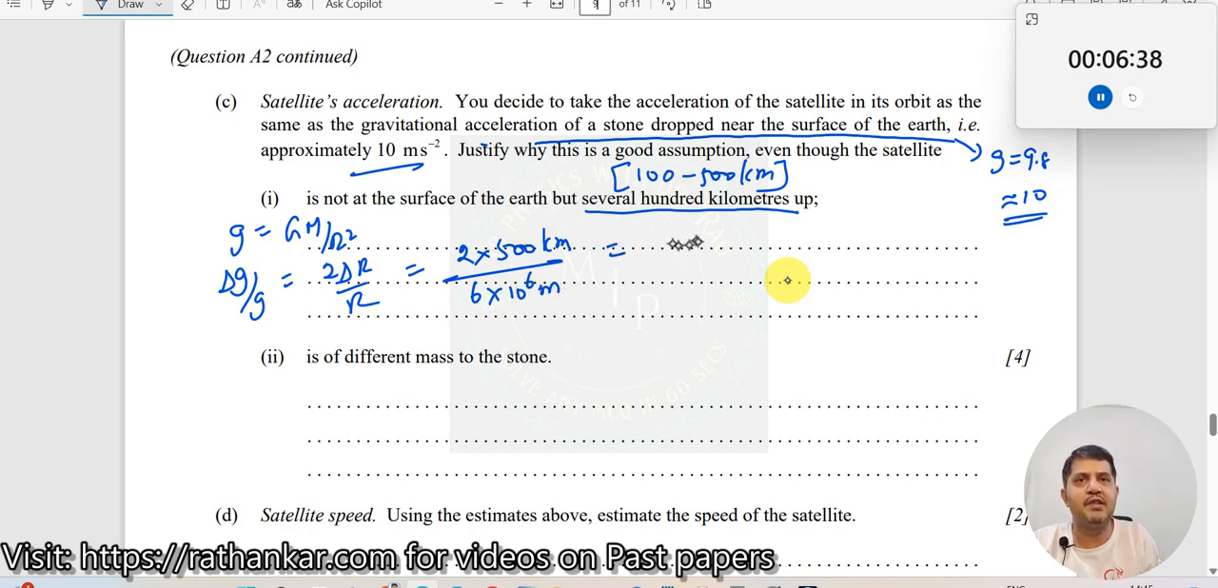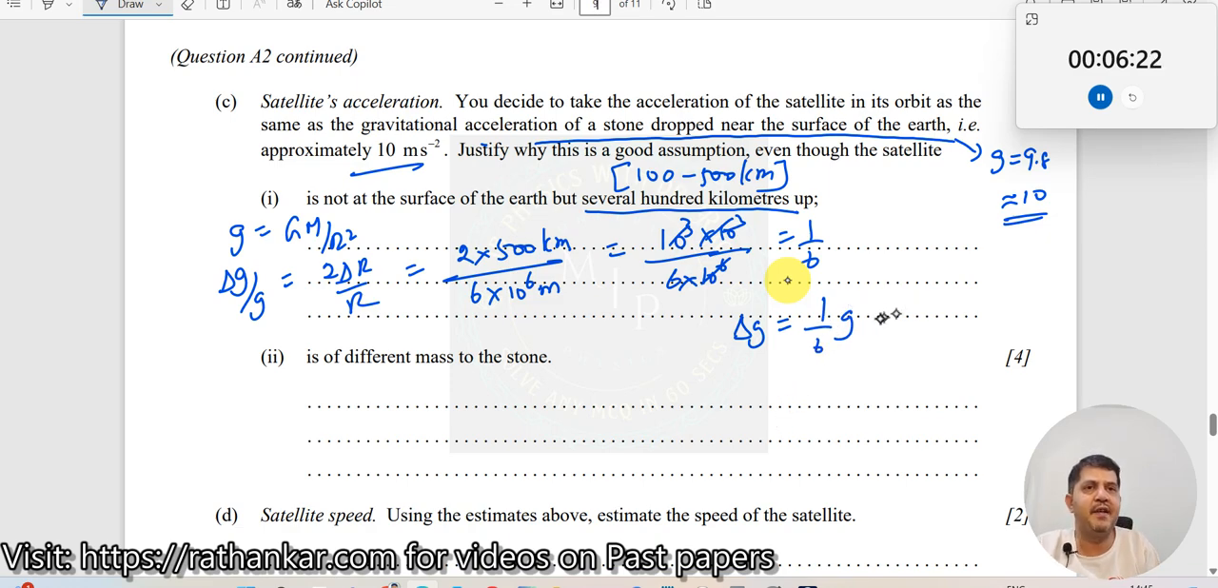So if I do this here, I get 10 cube into 10 cube divided by 6 into 10 power 6. This goes away, so you get 1/6 of it, right? So delta g will be equal to 1/6 of g. That means the variation here, what is 1/6? 0.167 should be your g.